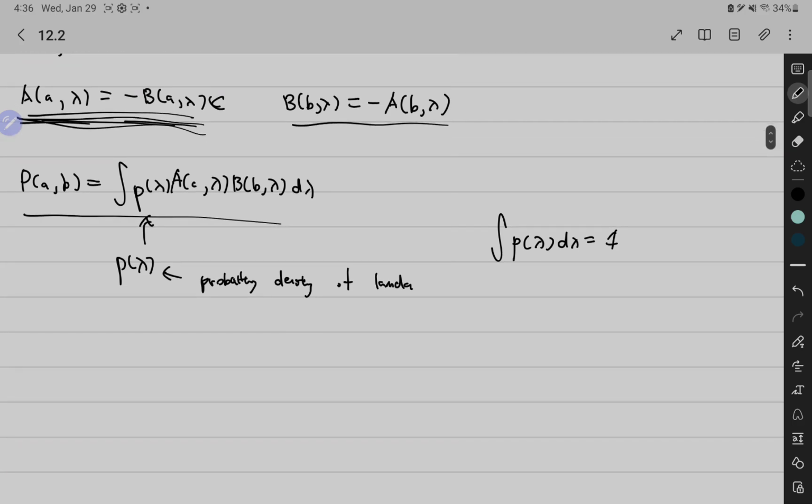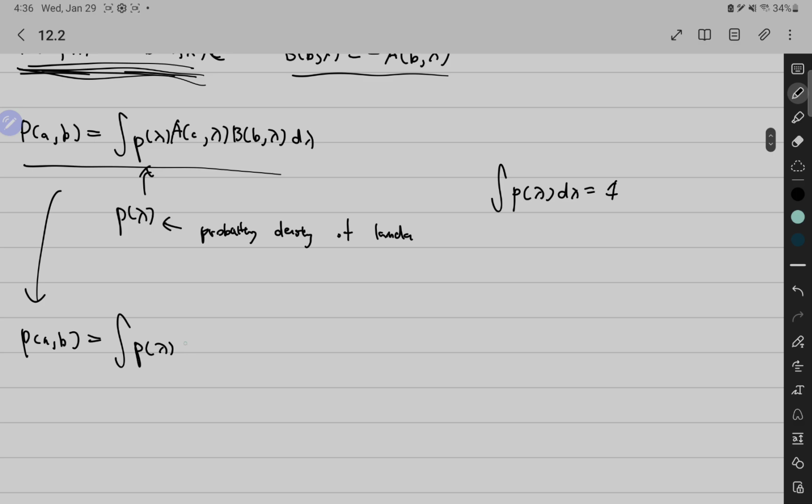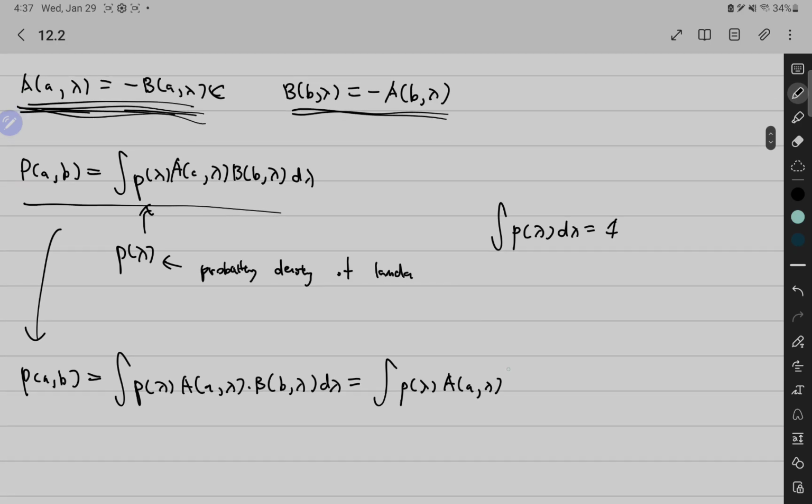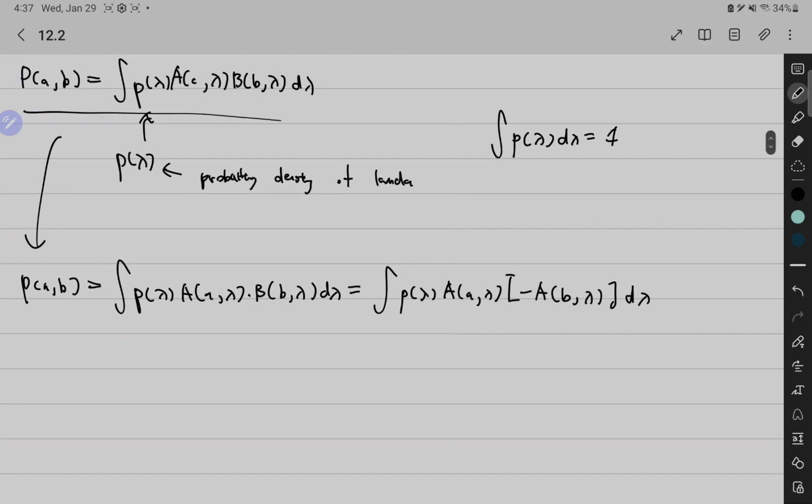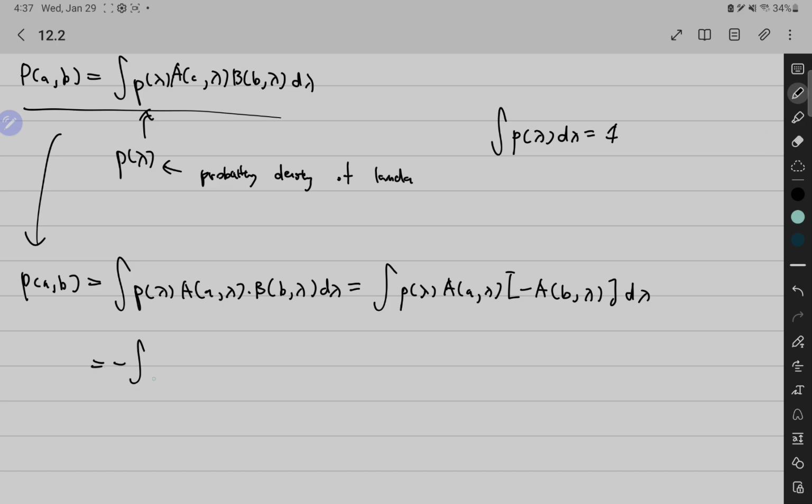Hence, we can replace in our P(A,B). So our P(A,B) now is going to become the integral of P lambda, the probability density function, times A lambda times B lambda, D lambda, which is going to equal the integral of P lambda A lambda. This does not change, but our B lambda can turn into a negative A B lambda, so negative A B lambda D lambda. And if we just take the negative sign out, it implies our P(A,B) is going to be a negative integral of P lambda A lambda A B lambda.